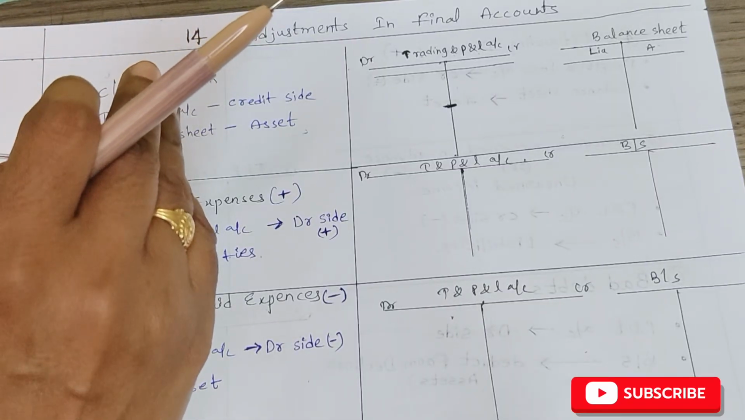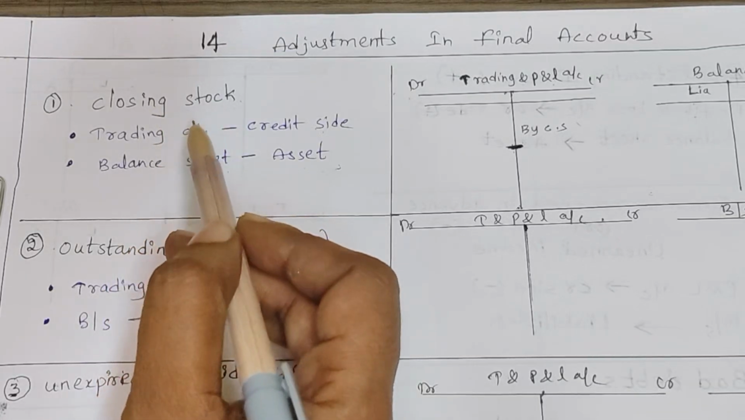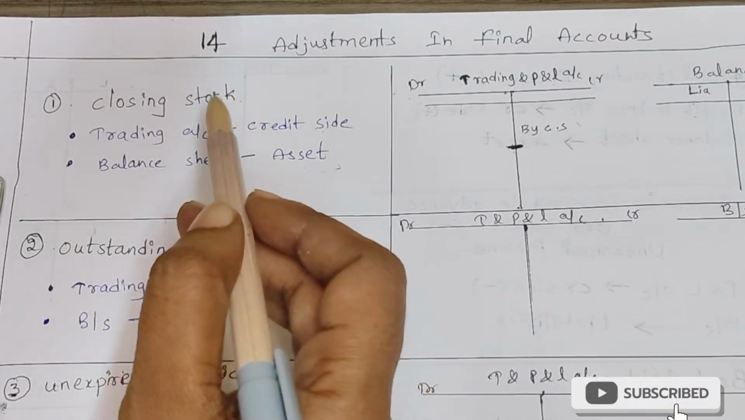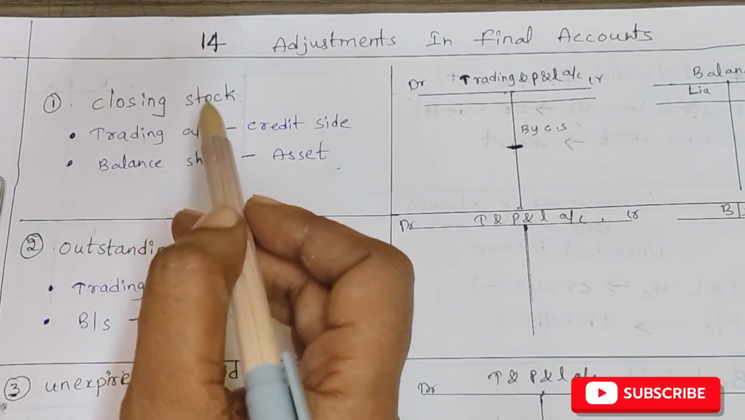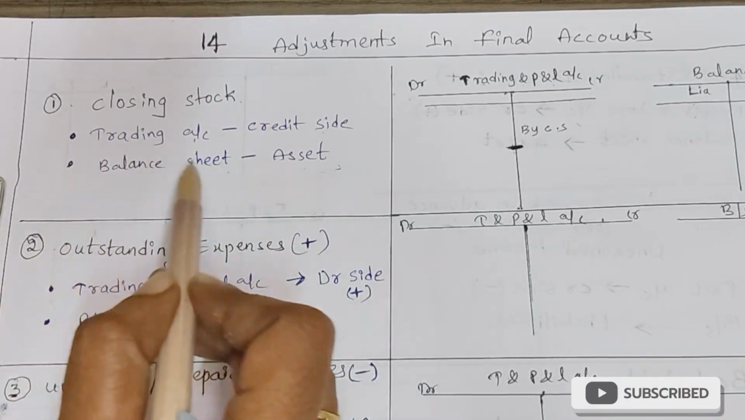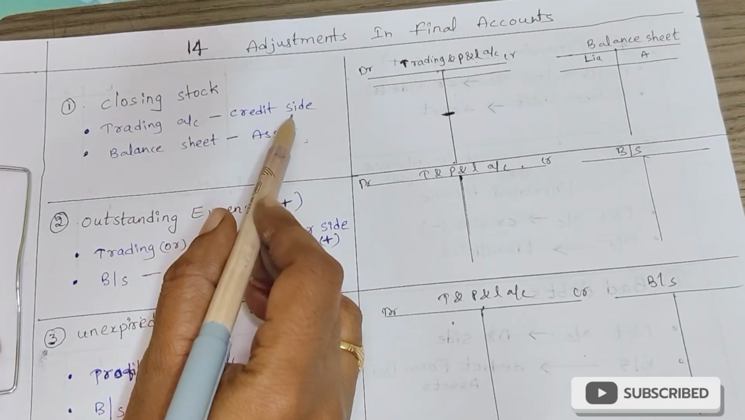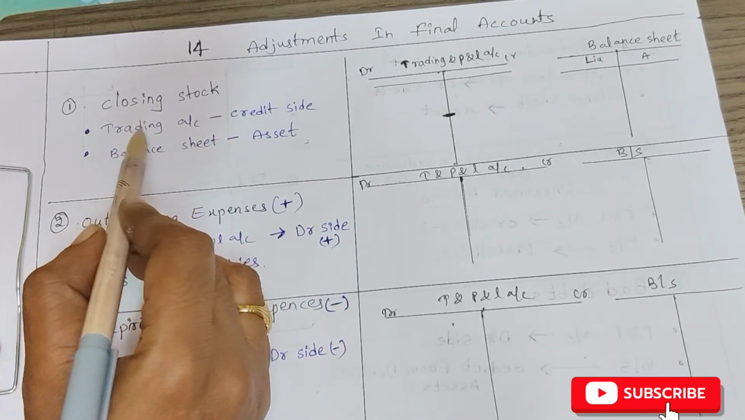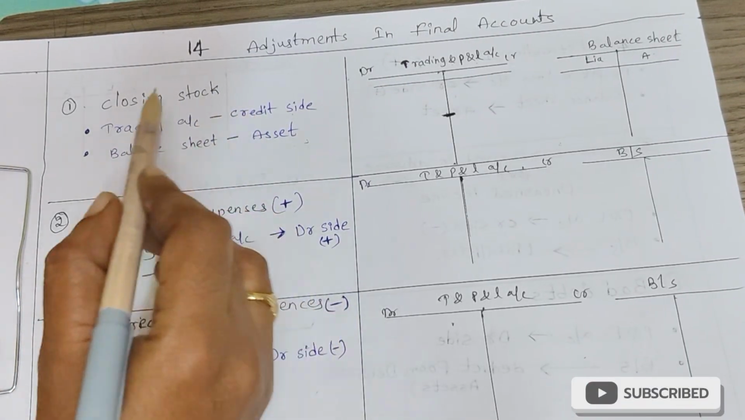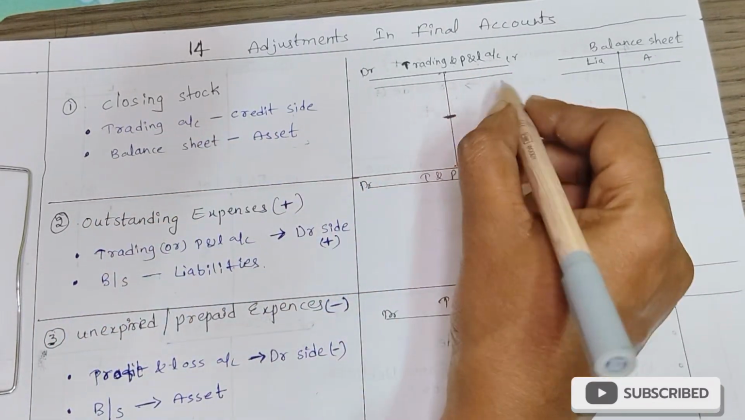Okay. First one, closing stock. What is closing stock? Unsold stock for this year. So this closing stock, how to adjust? This effect will be two times. One is the trading account, the other one is the balance sheet. Here I have given trading account credit side. In the trading account, we have to show it on the credit side: by closing stock. What should we write? By closing stock, like this.